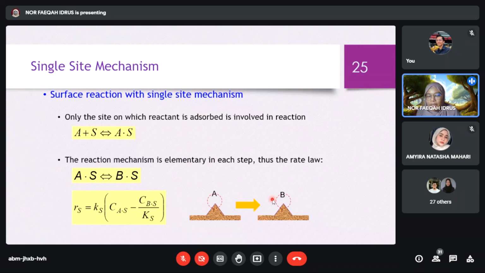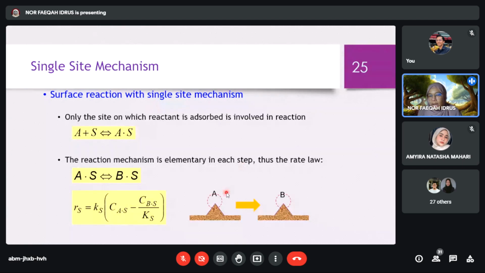So this is how the reaction occurs. The adsorbed species from the adsorption step is adsorbed on the active site and then the reaction takes place to produce the product B that adsorbs on the active site. The same active site, where the reactant adsorbed. So it will produce the product at the same active site. So this is what we call a single site mechanism of Langmuir-Hinshelwood kinetics, or Langmuir-Hinshelwood mechanism.